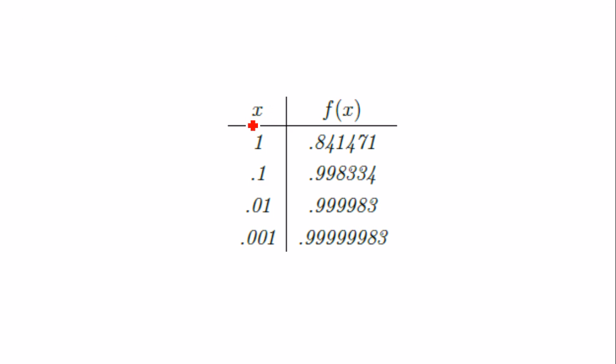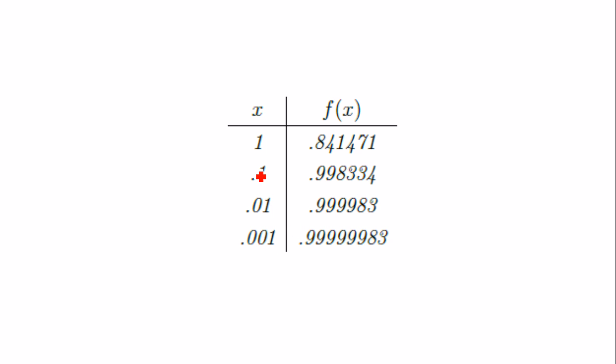I took x equals 1 and plugged it into the function sine of x over x and got 0.84 out on my calculator. Plugging in x equals 0.1, I got an output 0.99. Plugging in x equals 0.01, I got an output 0.9999, and plugging in a value x equals 0.001, I got an output 0.999999.